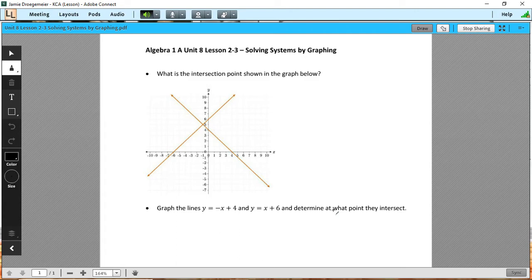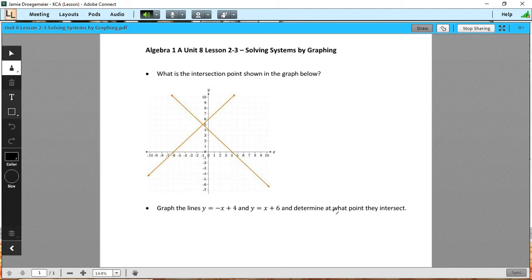Today we are in Unit 8, looking at lessons 2 and 3, solving systems by graphing. When we talk about a system, we'll be talking about systems of equations, systems of inequalities. Basically, when we say system, we're talking about more than one that are being looked at together. So in this case, we're talking about systems of equations. It's going to be two linear equations that we are looking at together.